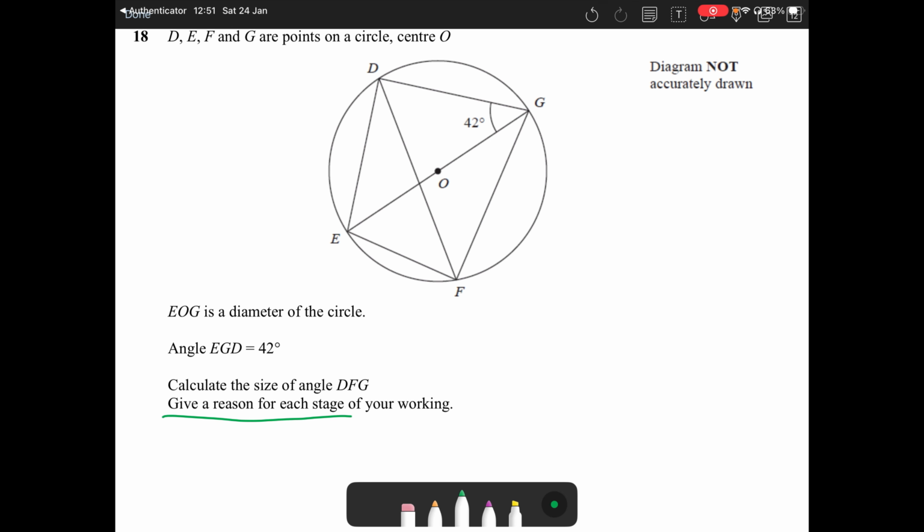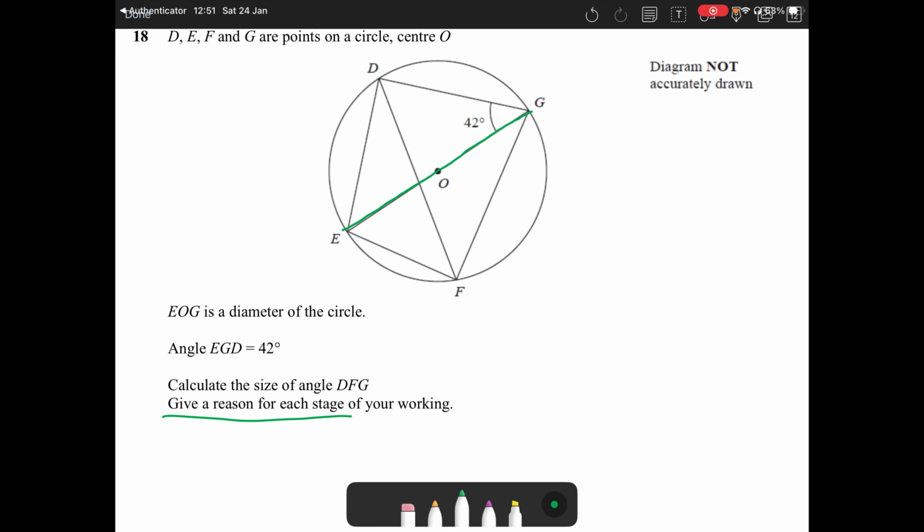Okay. So, to be fair, most of the marks are from the right number, but if you want to get those 100%, if you want to ace this test, you're going to have to give the reasons. All right. So, keywords. I will let you know what those keywords are. So, look, I don't know the answer yet, but here's what I do know. EOG is a diameter, right? That's really, really important. So that green line I've just drawn makes a semicircle.